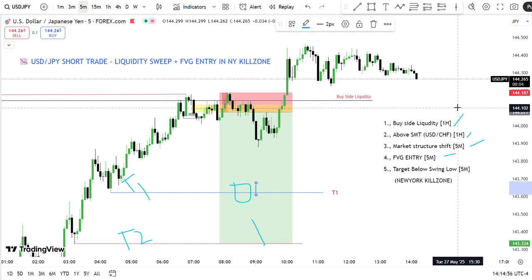The first thing I should improve in this trade setup is that I should close my trade in the New York kill zone, or otherwise the London close kill zone. As for the mistake I made in this trade, I have found it, so I am going to explain it to you guys.